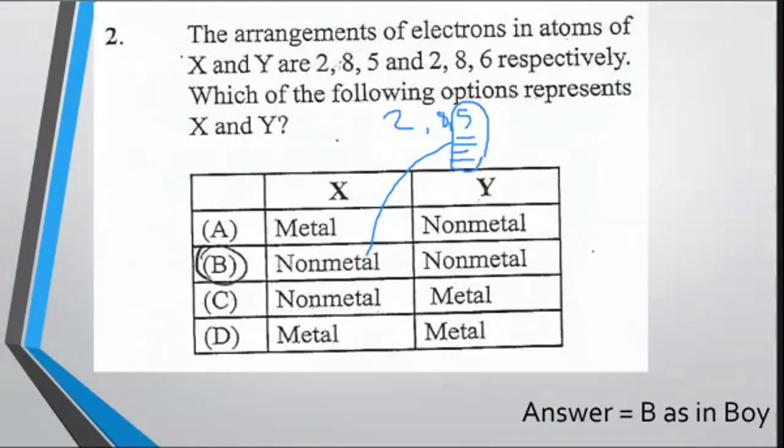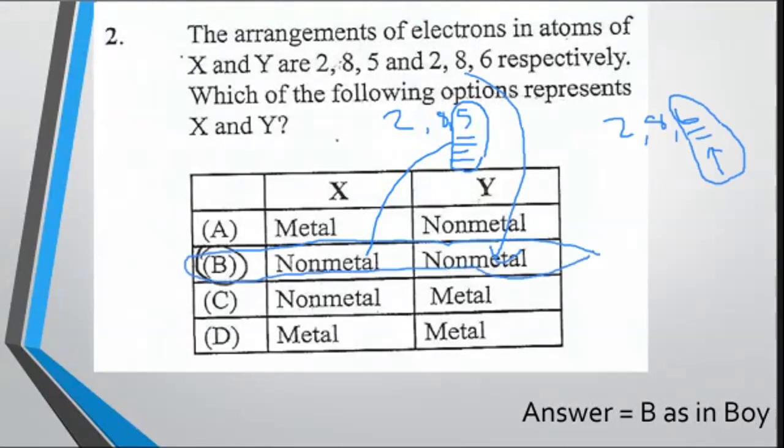The next element, Y, is 2,8,6. The 6 means to say it has more than 3 electrons in the outermost shell. So we are most likely, again, dealing with a non-metal. So element Y is also a non-metal. The option that says both of them are non-metals is B. X and Y are non-metals.